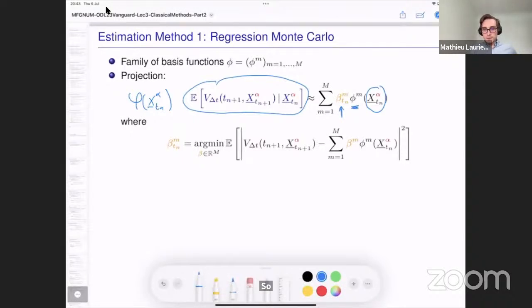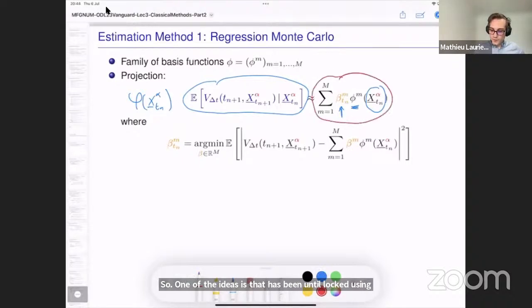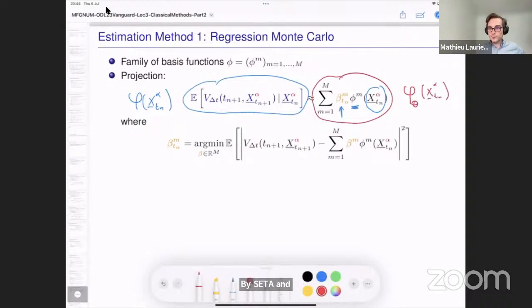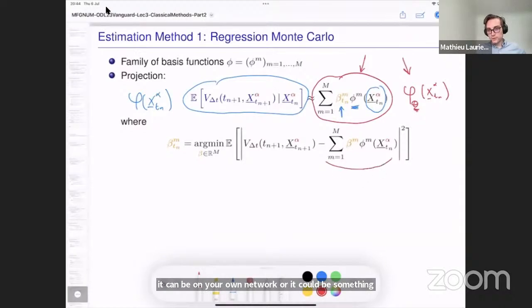One of the ideas that has been developed using deep learning is to change that and to say, well, instead of using this formula, we are just going to plug a neural network parameterized by theta and taking x as an input. So instead of decomposing the function on a set of predefined basis functions, you use a parametric form with parameters. It can be a neural network or it could be something else. And then same thing, you try to tune theta in order to minimize this L2 loss.